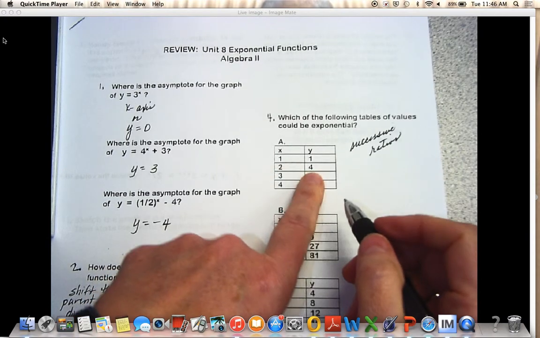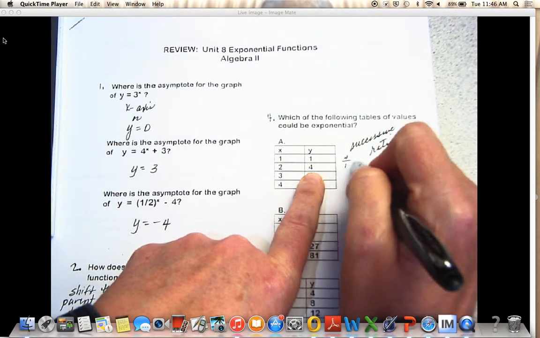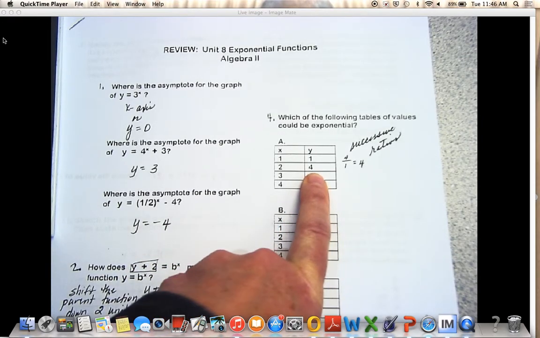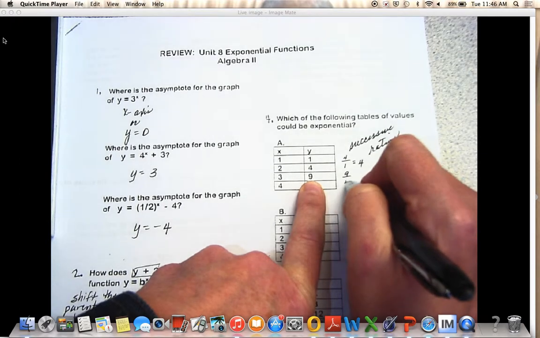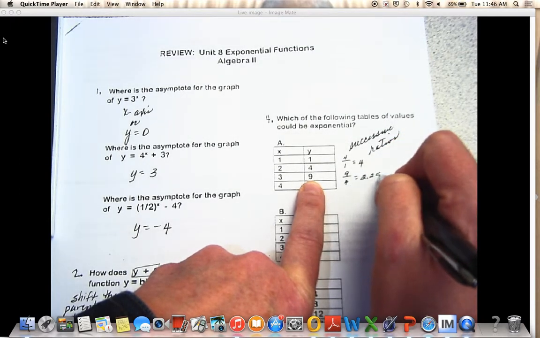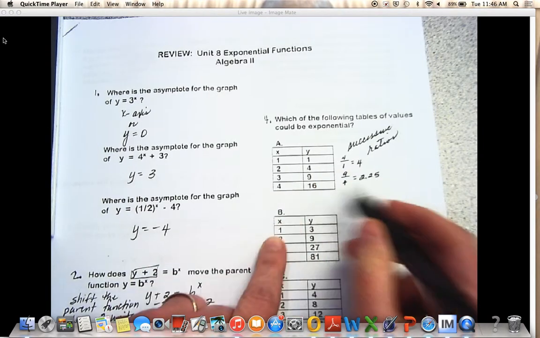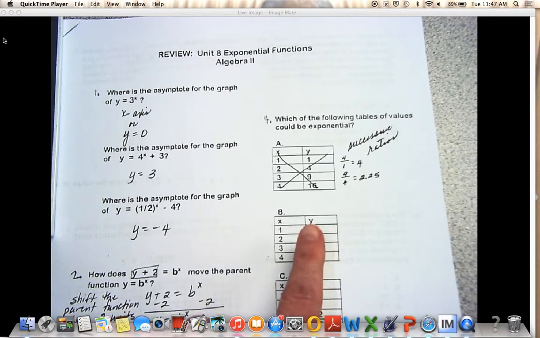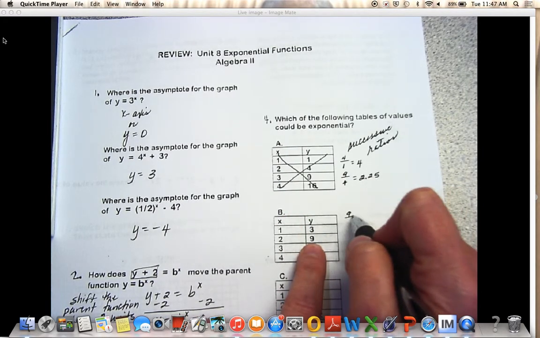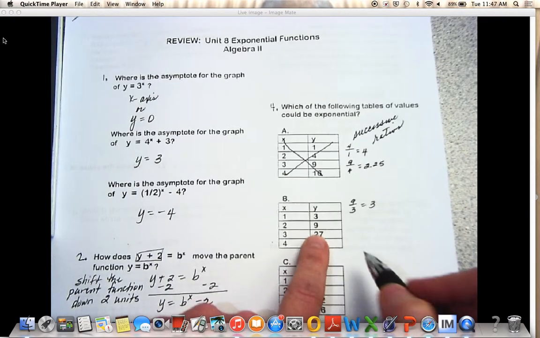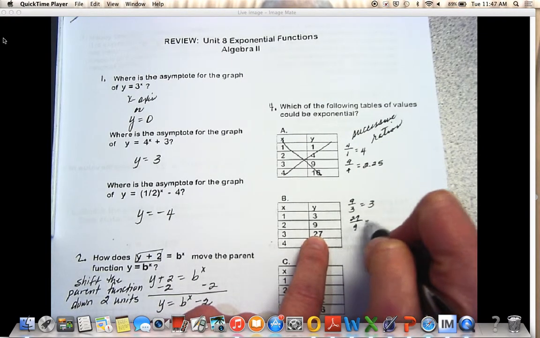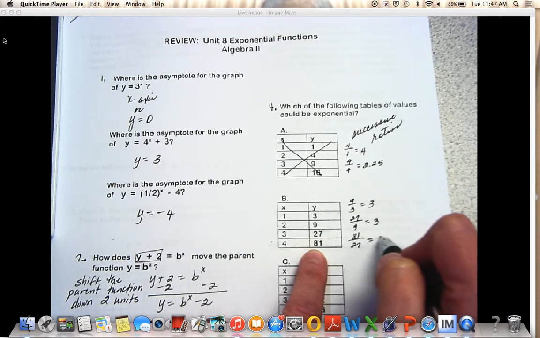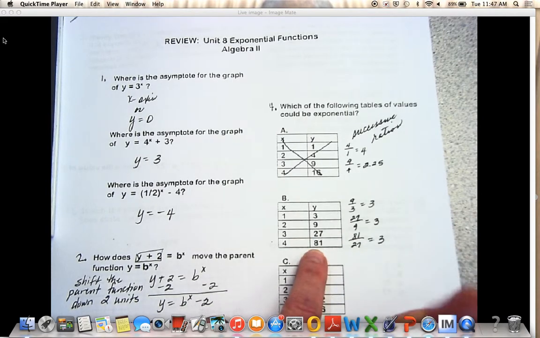If you start on A, if I take 4 and divide it by 1, I get 4. And then 9 divided by 4 gives me 2.25. Those are not the same. Okay, that's not my answer. All right. When you look down here at B, you've got 9 divided by 3. That is 3. 27 divided by 9 is also 3. And 81 divided by 27 is 3. That's the one that's exponential.